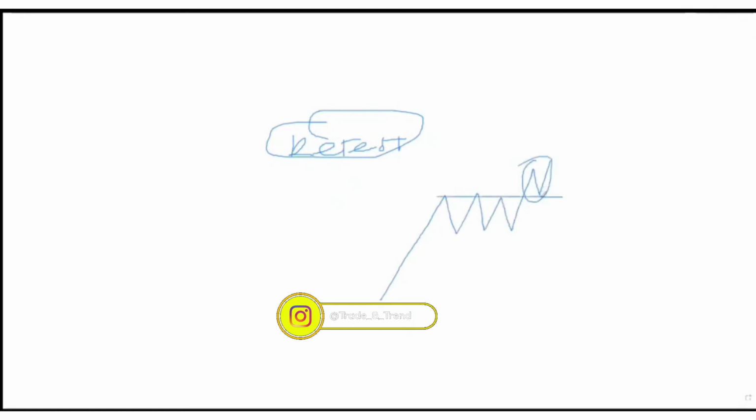Retests are those zones. It's a respect of the market. It's like the market is going back to where it broke. Understand? So let's say you have something like this. This is a retest at the zone here. The market went back to where it broke. Understand? Then after that you catch it.